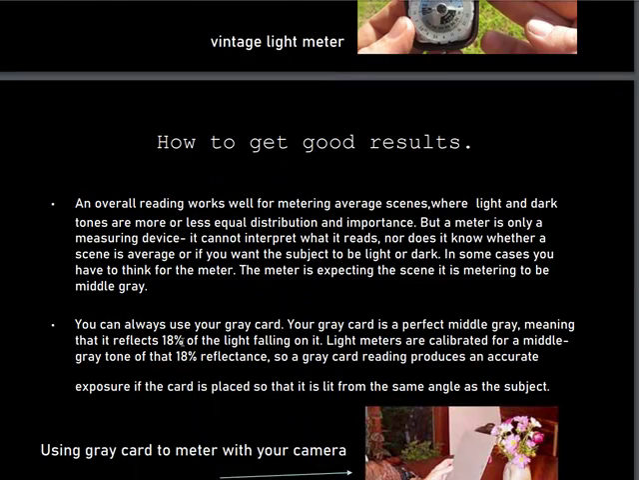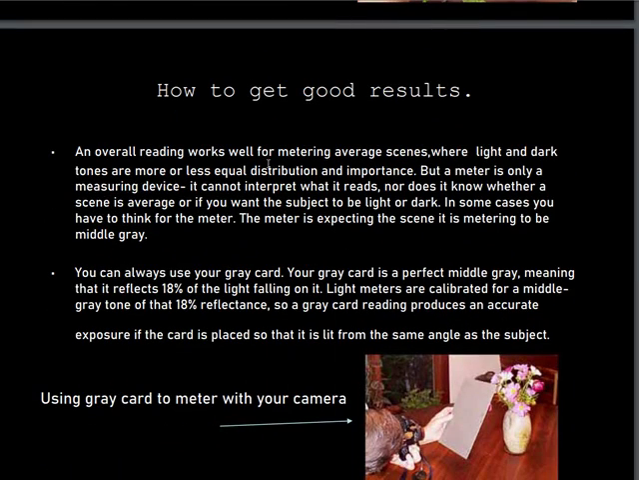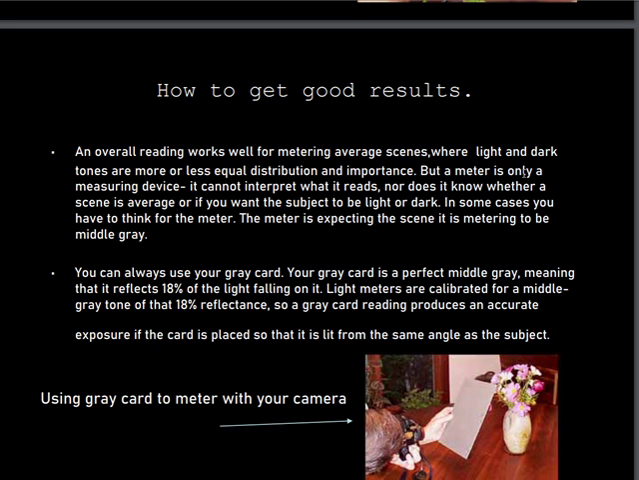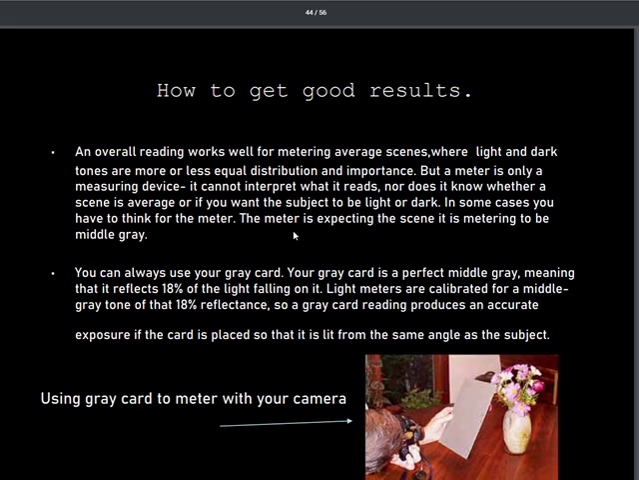How to get good results. An overall reading works well for metering average scenes, light and dark. But a meter is only a measuring device. It's not interpreting what it reads, okay? So if I point my camera at the sun, it's not like, hey man, don't do that. It's like, okay, this is what I think you're doing. I don't know what you're doing, okay? Nor does it know whether the scene is average, okay? In some cases, you have to think for the meter.